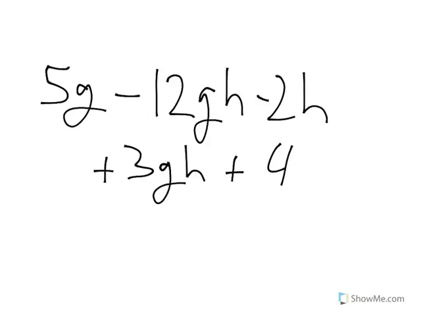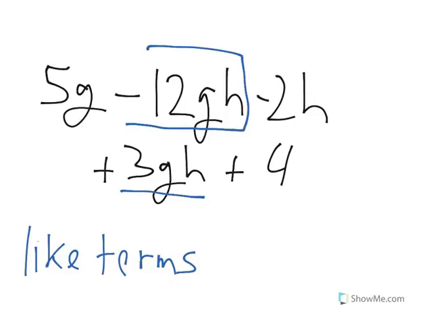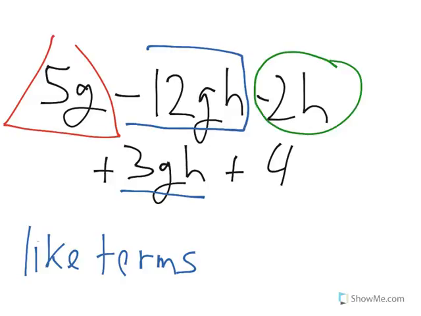One last thing, and then we're done with notes. You guys can start doing your work. Here there are 2 like terms. What is a like term? Do you know what they are? There's only one 5g, only one number with the variable h, and only one constant. But there are 2 terms that are like.